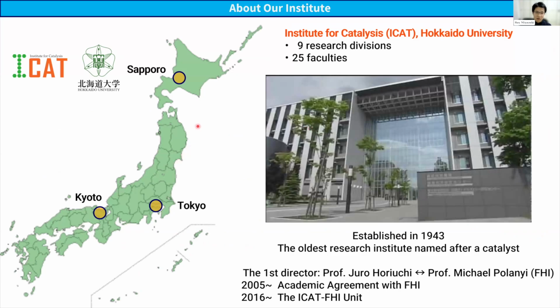This is a brief introduction of our institute. Here is a map of Japan, and here are Tokyo and Kyoto on the main island. But our institute is located here, in Sapporo City, in the northern island of Japan. The Institute for Catalysis has 9 research divisions with 25 faculties. Our institute is relatively small, but it has a long history. It was established in 1943, and it is the oldest research institute named after the catalyst. And also, there's a long historical friendship between our institute and the Fritz Haber Institute.